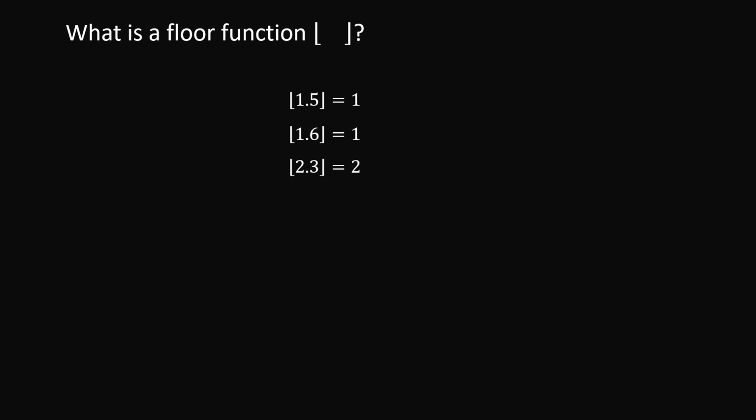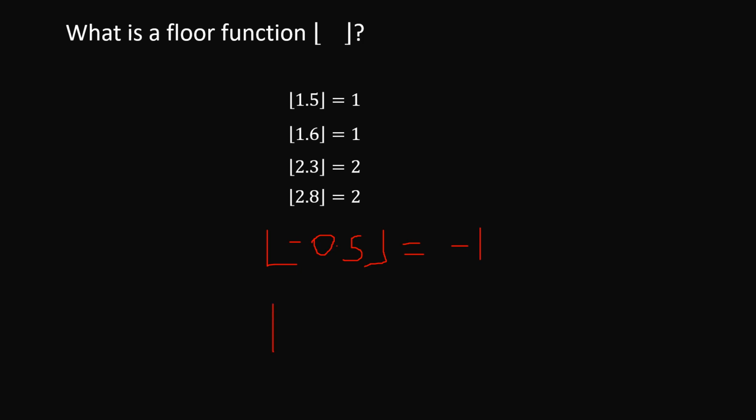2.3, the floor of that would be 2. At 2.8, the floor of that would still be 2. Now, if you go to the negative side of things, if you had, for example, the floor of negative 0.5, that would be equal to negative 1. It goes to the integer lower than the number.